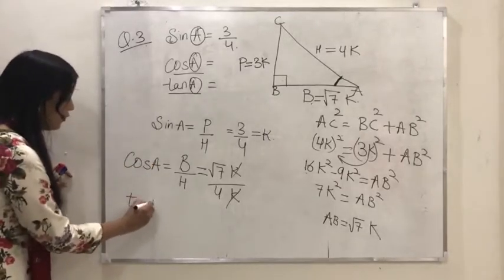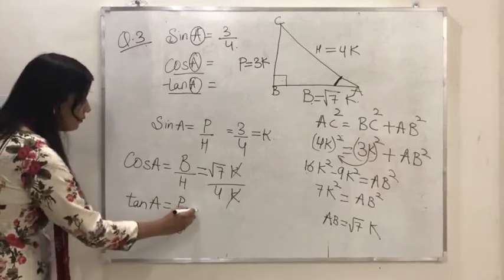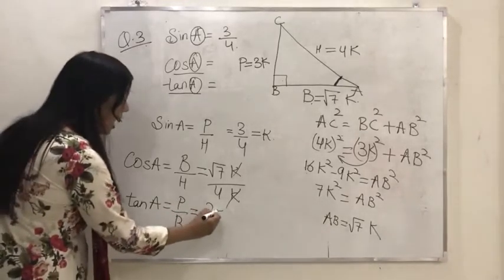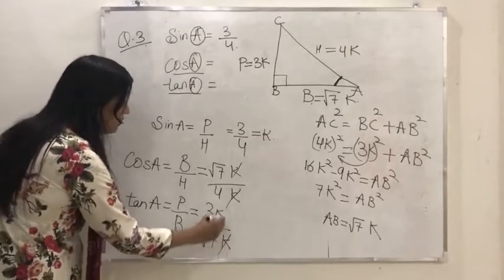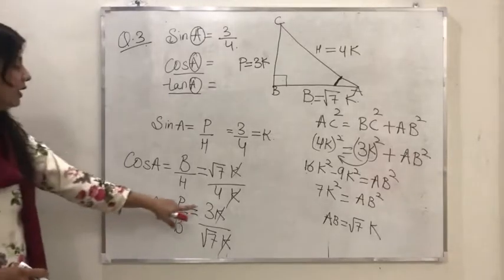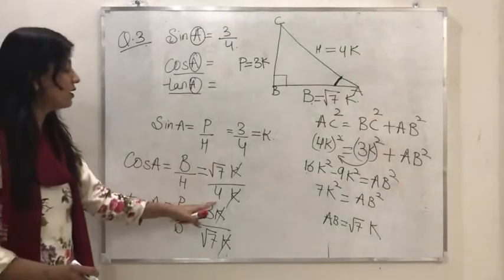So value of tan A will be perpendicular upon base. My perpendicular is 3k and my base is root of 7k. Here k will cancel out with k. So value of tan A will be 3 upon root 7. Value of cos A is root 7 upon 4.